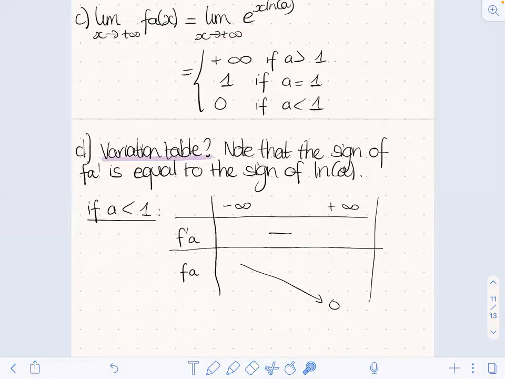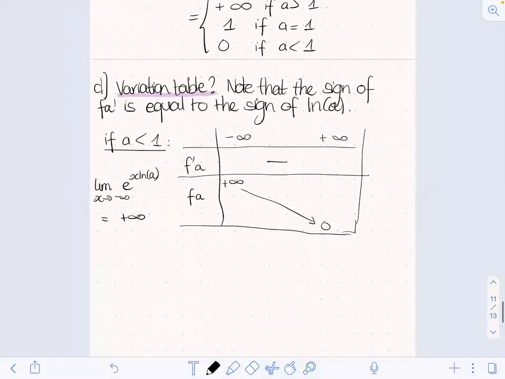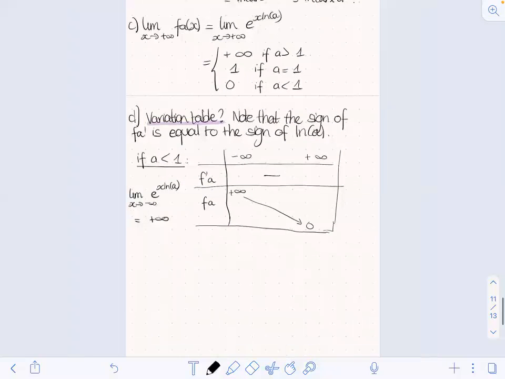And you can also prove that the limit when x goes to minus infinity of exponential x ln of a, when a is smaller than 1, is equal to plus infinity. Okay, you've got x that's negative going towards minus infinity, and logarithm of a is negative, so the thing will go to plus infinity. So that's a first variation table, and you can see that the variation tables are quite simple to come up with. The function's monotonous.